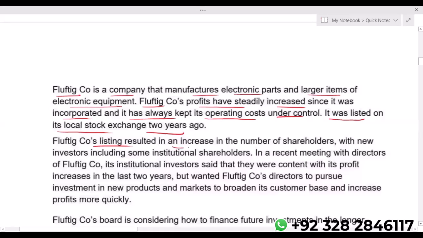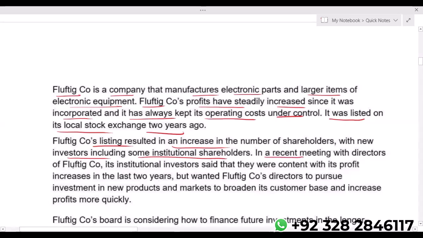Flufftick Company's listing results in an increase in the number of shareholders, with new investors including some institutional shareholders. Institutional shareholder means, for example, banks. So we are talking about the big players. Example, banks. They have also invested in your company.